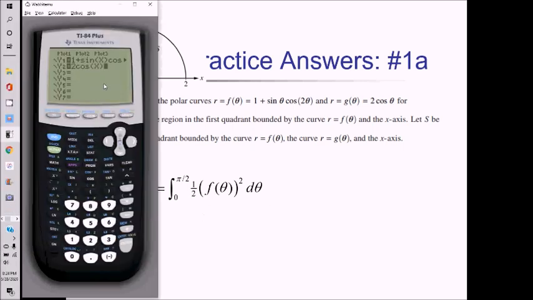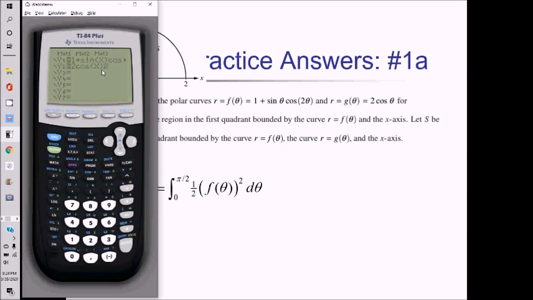So to kick things off on my calculator, I'm going to start by putting some things in my y equals. In y1, I've put my f of theta function, 1 plus sine of theta cosine of 2 theta, and I'm expressing everything in terms of x here because that's how these y equals work. And then in y2, I put the g of theta function. I don't need g of theta on this part here, but I know I'm probably going to need it later, so why not just put it in there while I'm here.